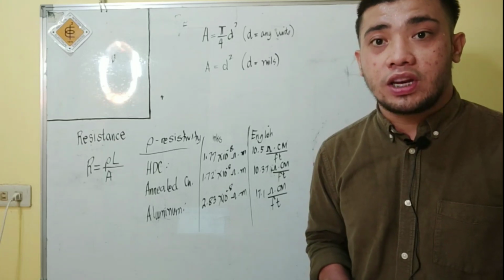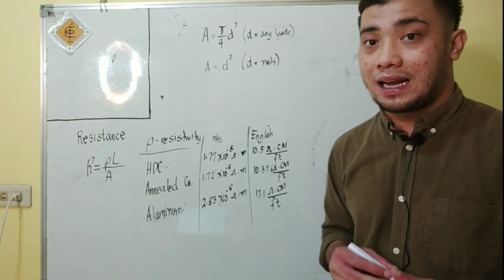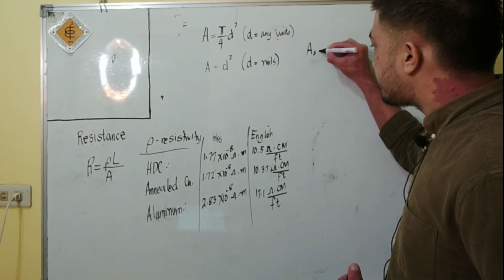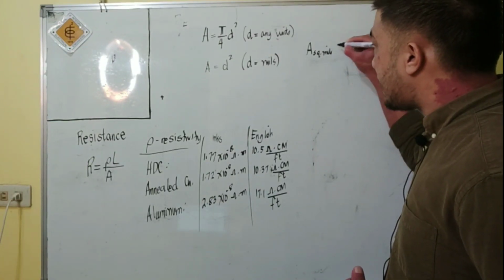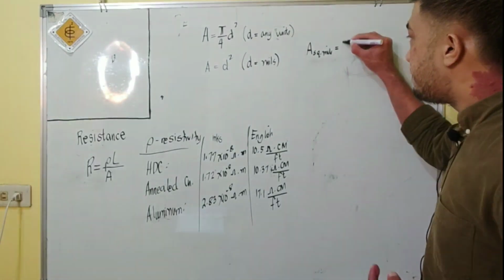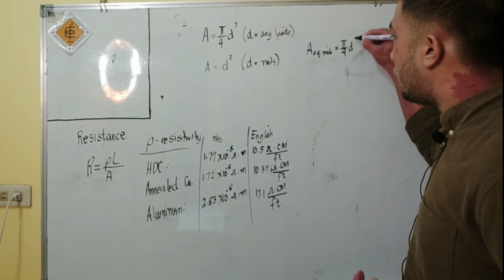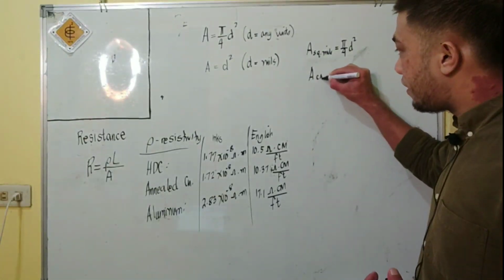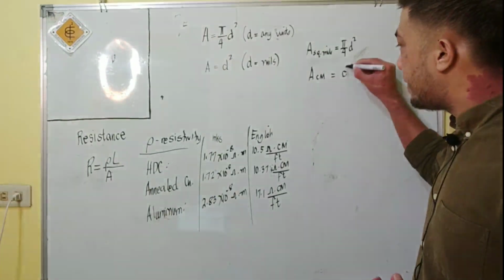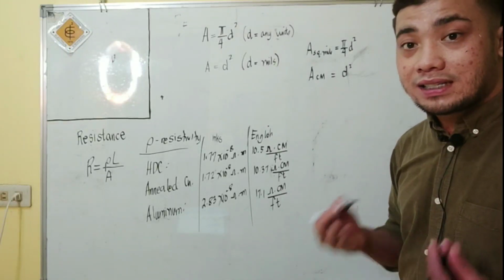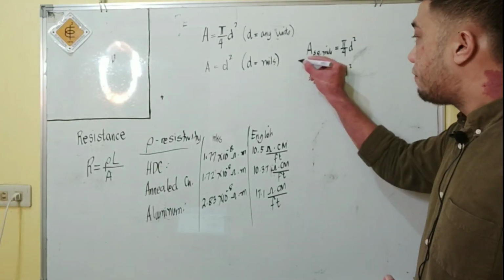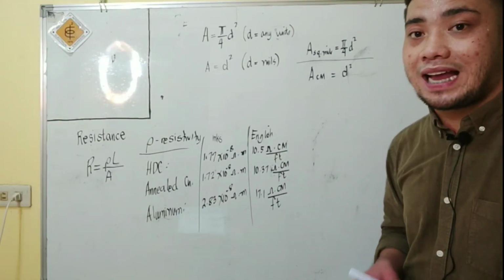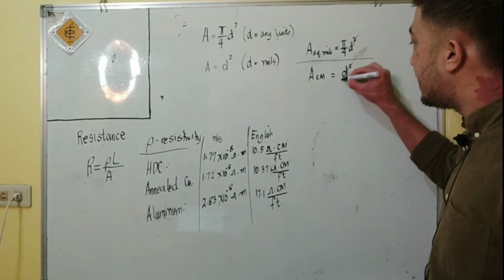Your unit for area is circular mil. Again, I'll be reiterating, your area has a unit of square mils if my formula is pi over 4 d squared. And your area has a unit of circular mil if my diameter is d squared, or has a formula of d squared. If I'm going to divide them, I'm going to have a unit analysis. I'm going to cancel out the d squared.